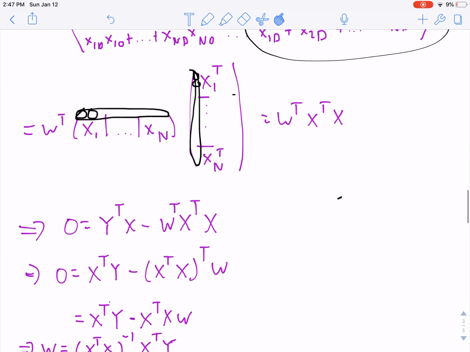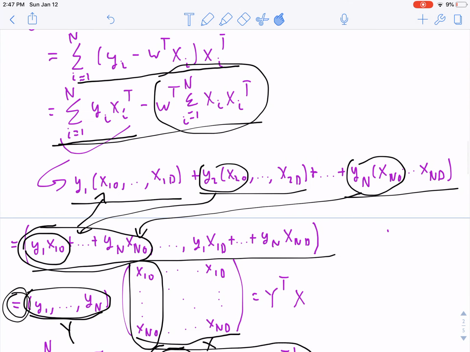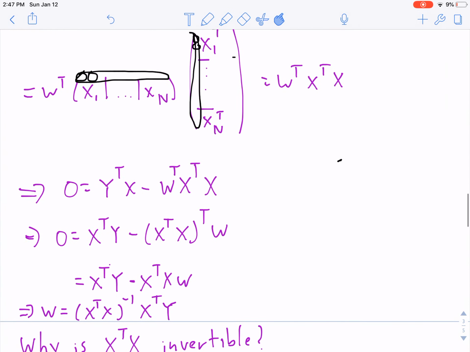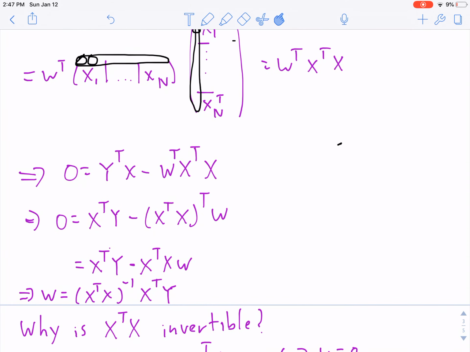So now we have all of our simplification done, and we can see that from our previous equation, from this equation right here, we know that 0 is equal to, substituting in the math we just did, y^T X minus w^T X^T X. And then here we want to solve for w, not w transpose, so we'll just take the transpose of everything.